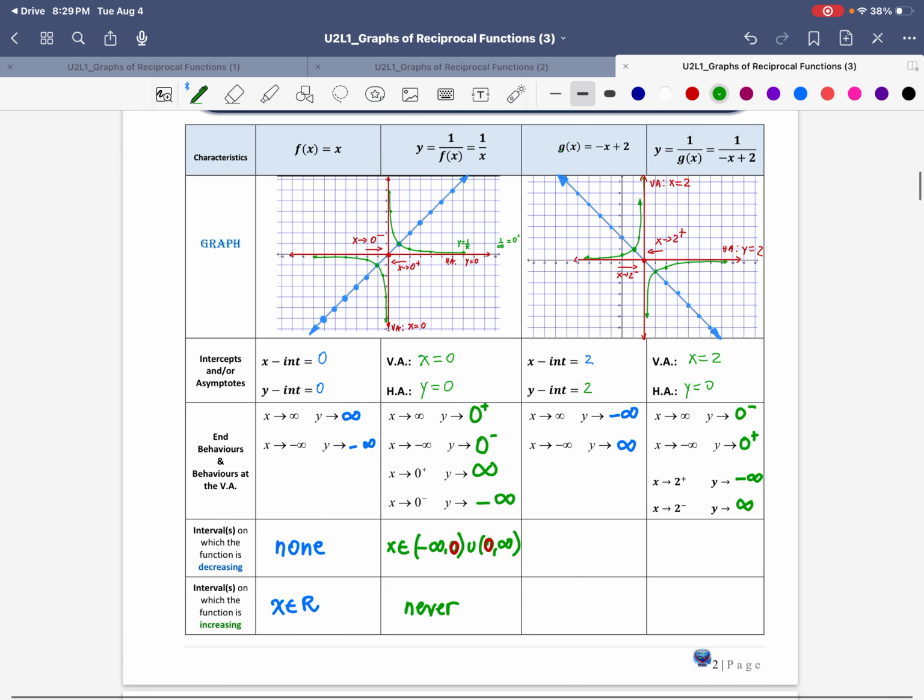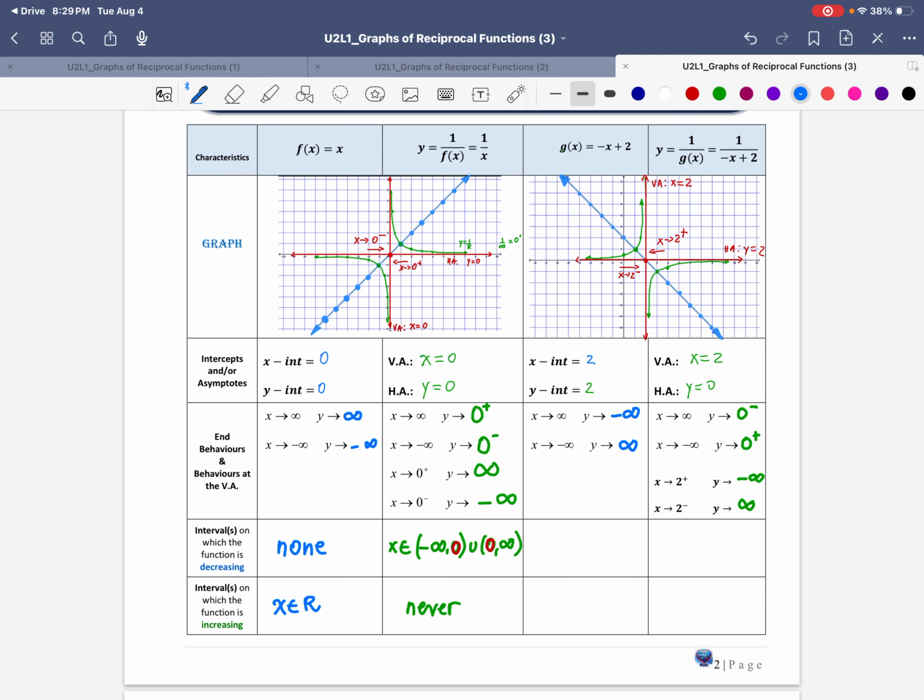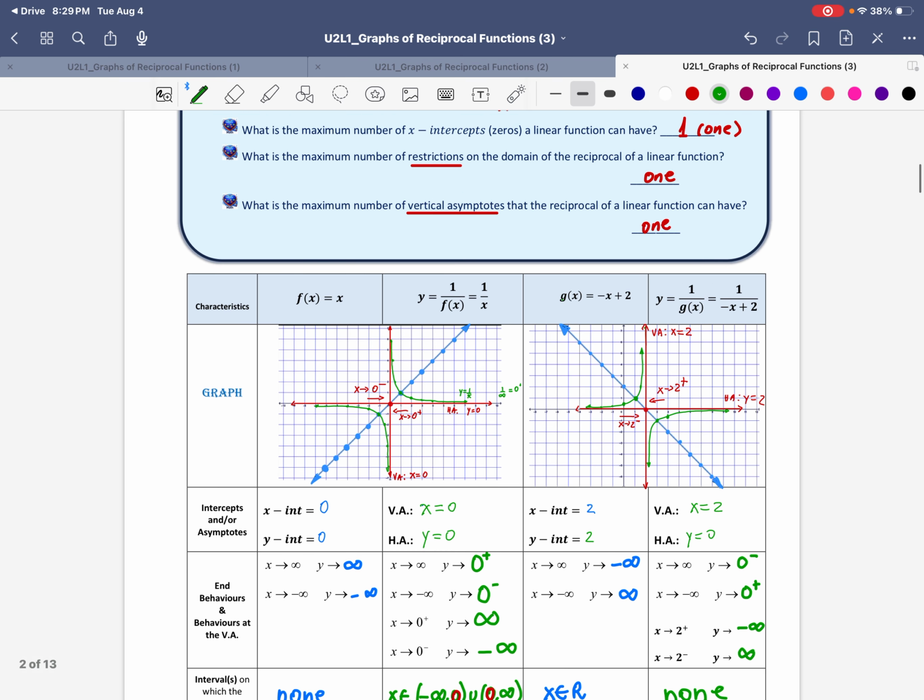Now, let's look at the intervals of increase and decrease. The given function is decreasing for any real value. That means it is never increasing. Now, the reciprocal seems to be increasing, so we're going to say it's increasing for all values of x that belong to (-infinity, 2) joined by (2, infinity). And it is never decreasing. So this is the reciprocal of a linear function. Very straightforward. Review from grade 11.